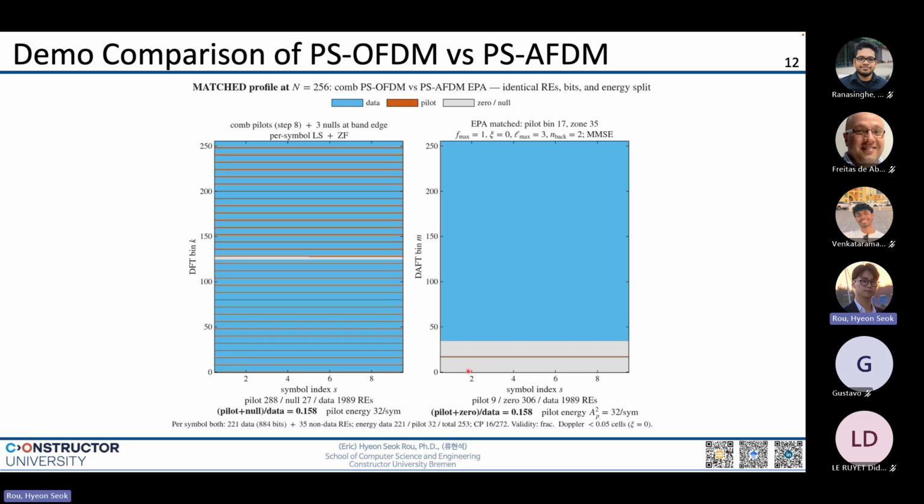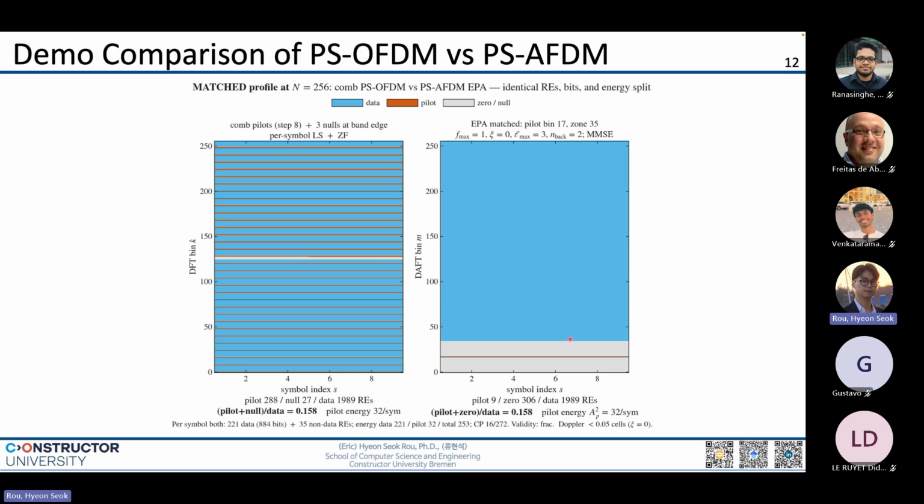Then, of course, we have to compare the AFDM against OFDM. And of course, this is not a full analytical comparison. It was a demo-based comparison. Firstly, we have to match the actual profiles between the two, OFDM and AFDM. Note that I used a pulse-shaped OFDM, not OFDM with null subcarriers, just for the sake of simple comparison between the two. So both systems have 256 subcarriers, and it was specifically matched such that both systems have the same number of data, the same pilot to data ratio.